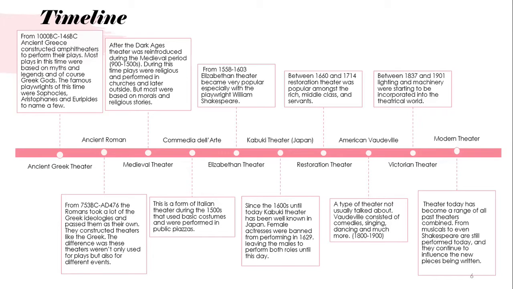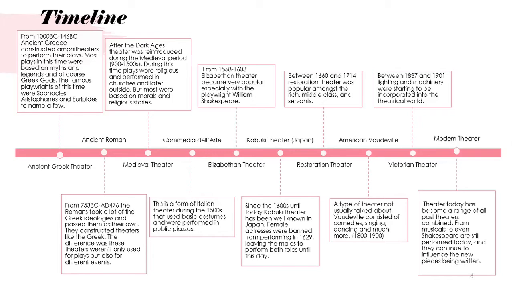Now, medieval theater was after the Dark Ages. The Dark Ages is where theater wasn't allowed. So theater kind of went dark, right? When the Romans left, it was a really weird time. Theater wasn't allowed, and that's why they call it the Dark Ages. It was dark, right? The medieval theater period was from the 900s to the 1500s, but before that was the Dark Ages, between ancient Roman and medieval theater, right?